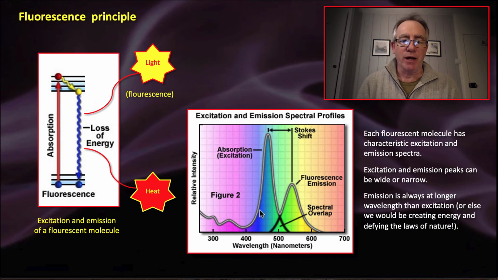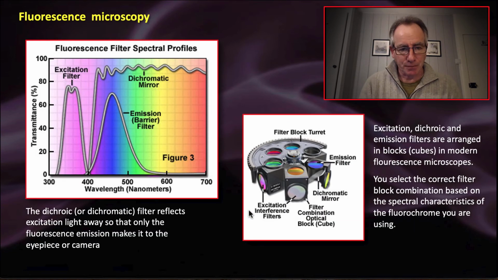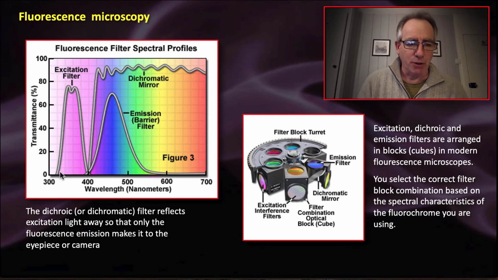If it was the other way, if the emission was down here, we'd actually be creating energy, and we can't do that. That would solve all of humanity's energy crisis issues, but we can't do that. So that's fluorescence.